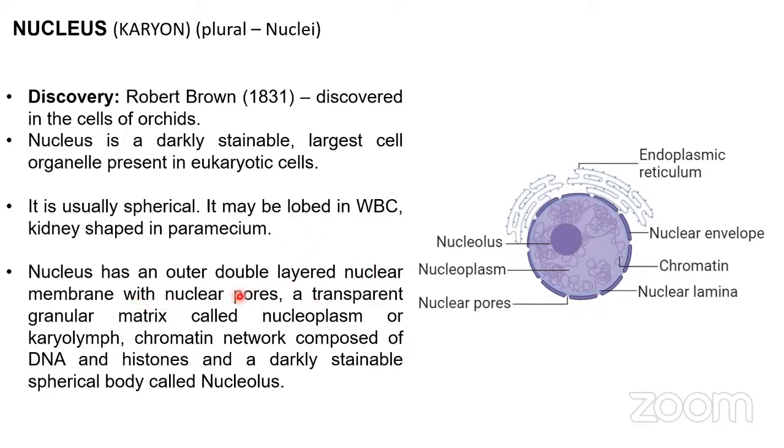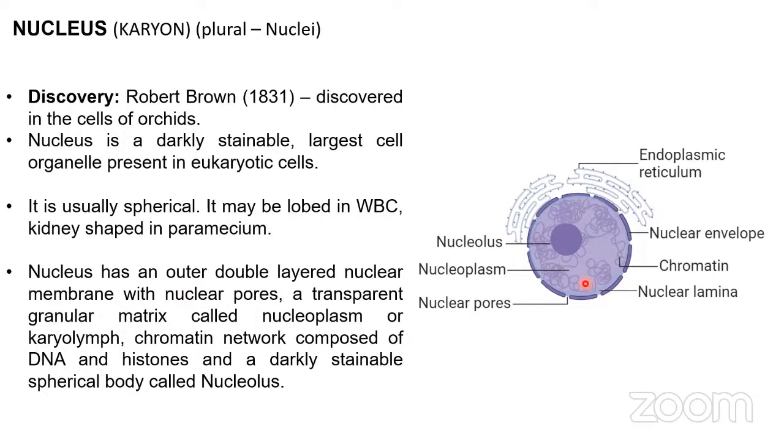It is a double layered membrane structure, with the outer nuclear membrane and the inner nuclear membrane, and there are pores present in between these, which are known as the nuclear pores. Also, a transparent granular matrix called the nucleoplasm or karyolymph is filled inside the nucleus, along with a chromatin network composed of DNA, histones, and a darkly stainable spherical body called the nucleolus.